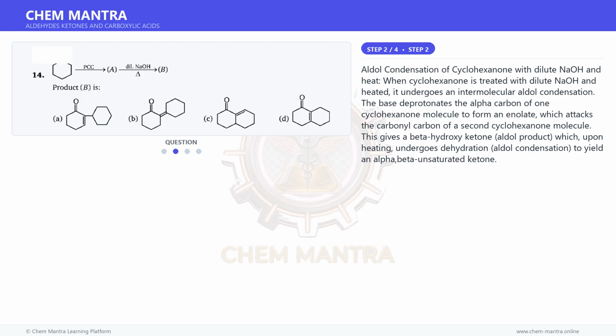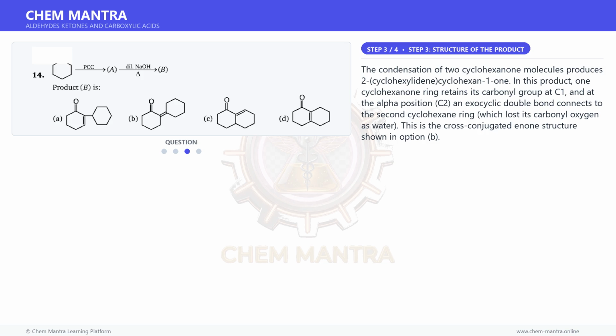a second cyclohexanone molecule. This gives a beta-hydroxyketone, the aldol product, which, upon heating, undergoes dehydration, aldol condensation, to yield an alpha-beta-unsaturated ketone. Moving on to the next step. The condensation of two cyclohexanone molecules produces 2-cyclohexylidenecyclohexan-1-one.